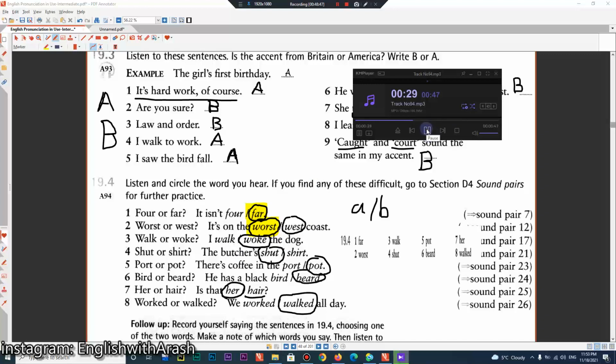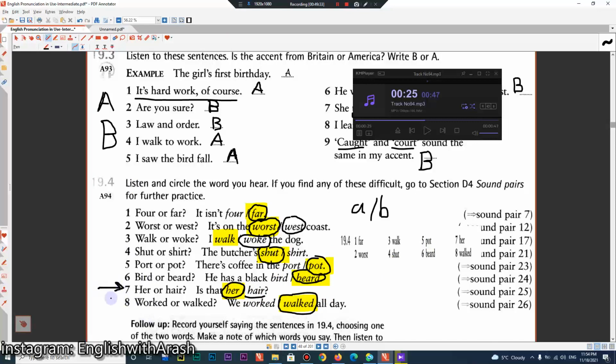3, walk or woke. So anyway, 3 is walk. Oh, we made a mistake. Number 3 is walk. Listen. I walk the dog. I walked the dog. So in British they can say walk and woke exactly the same, and it sounds the same. Anyway, number 4 was shut, we got it right. Number 5 was pot, we got it right. Number 6 was beard, we got it right. Number 7 was her, we got it right. Number 8 was walked, we got it right. Just number 8, I don't know.